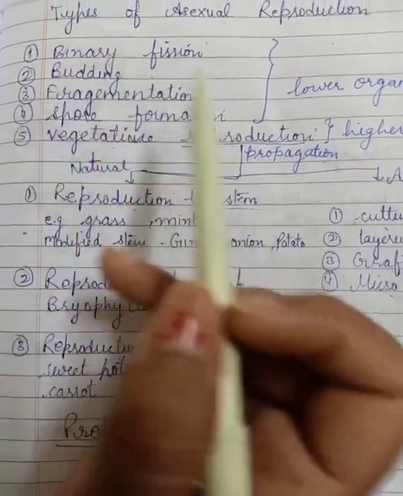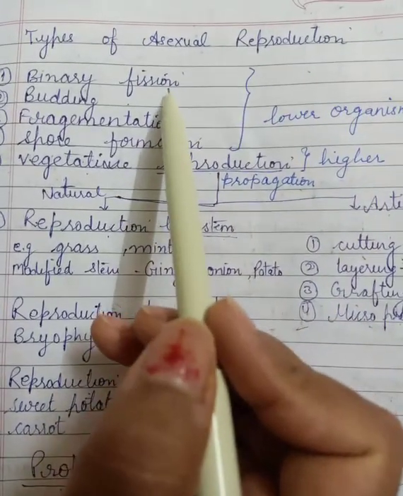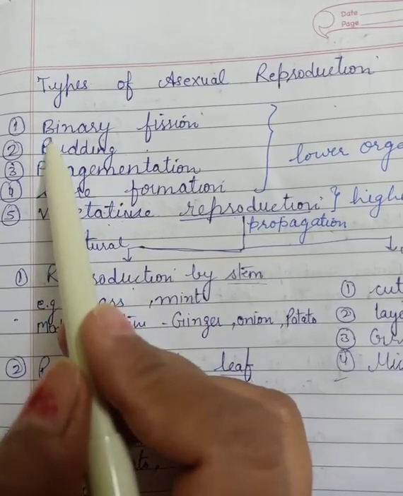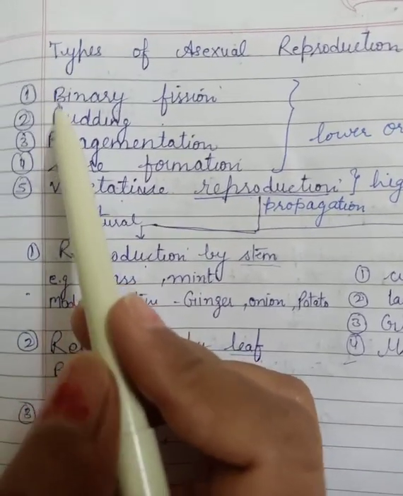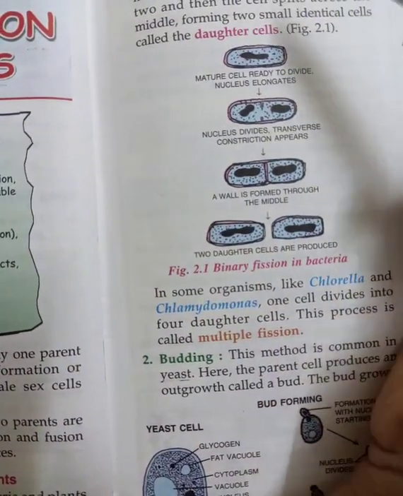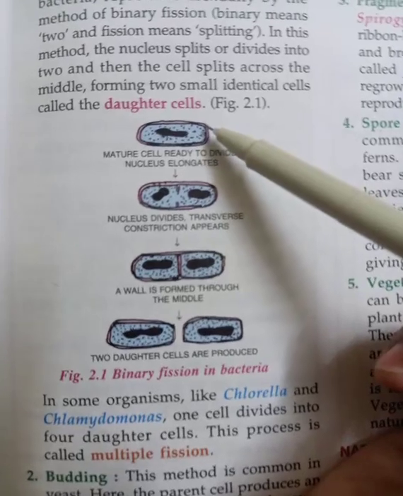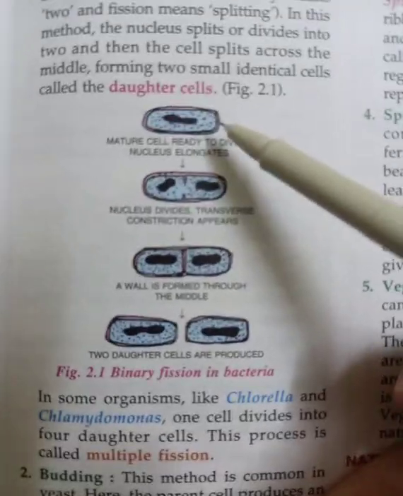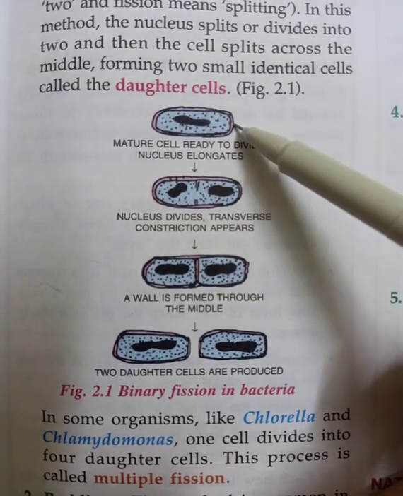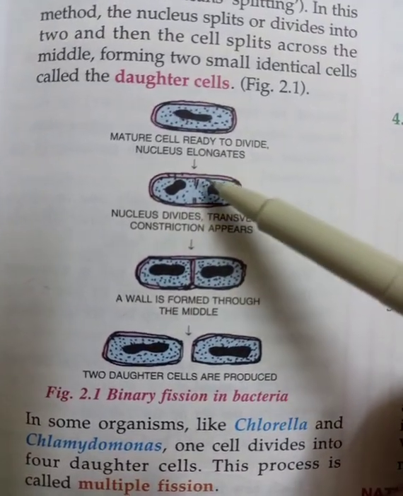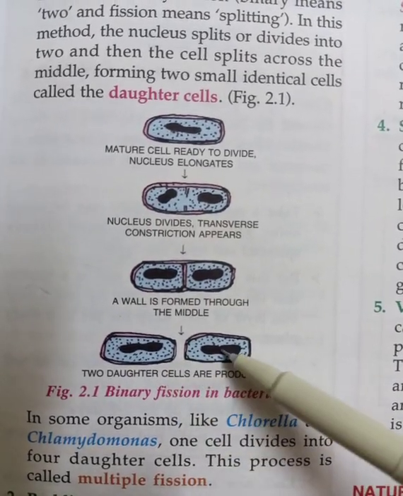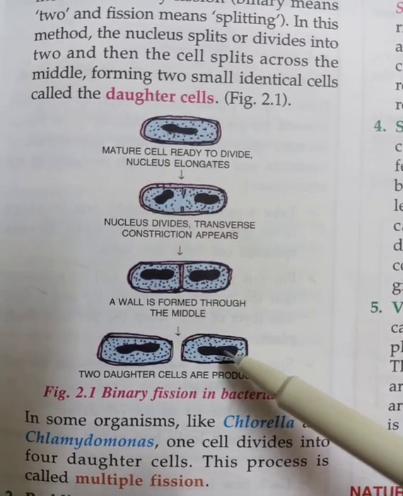So first we are going to take binary fission. As I have already told you, bi means 2. I will show it in your book. Bi means 2. Now you can see this is a single cell. Suppose this is a cell of bacteria. This single cell is able to divide into 2 equal half parts. Now each part is able to form a new organism.